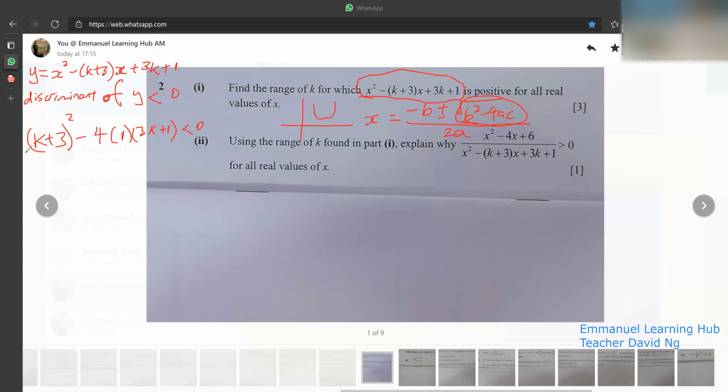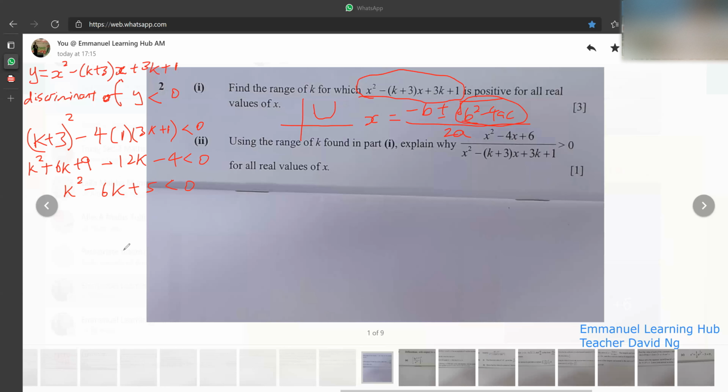Yes. Then I expand. I have k squared plus 6k plus 9, using a squared plus 2ab plus b squared, minus 4 times 3k, which is 12k, minus 4 times 1, which is minus 4. So I have this inequality. Then if I continue to simplify, you'll get k squared minus 6k plus 5.